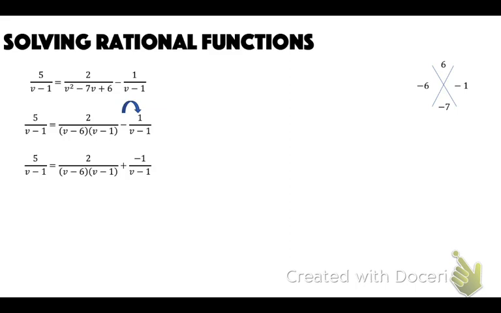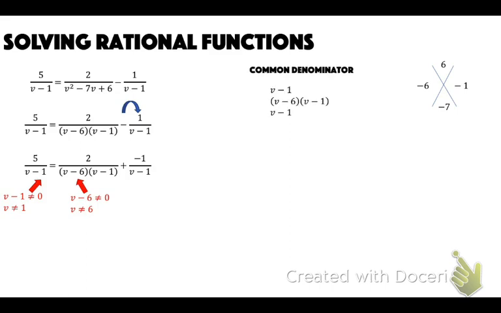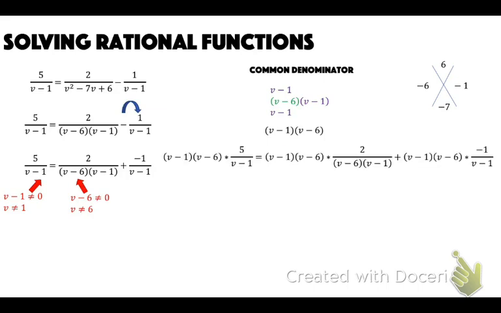Now I need to find my restrictions. So v minus 1 can't equal 0, which means v can't equal 1. And then v minus 6 can't equal 0, so v can't equal 6. Now to find our common denominator, we have v minus 1, v minus 6 and v minus 1, and v minus 1. So the v minus 1 is obviously in it, and so is the v minus 6. So our common denominator here is v minus 1, v minus 6.